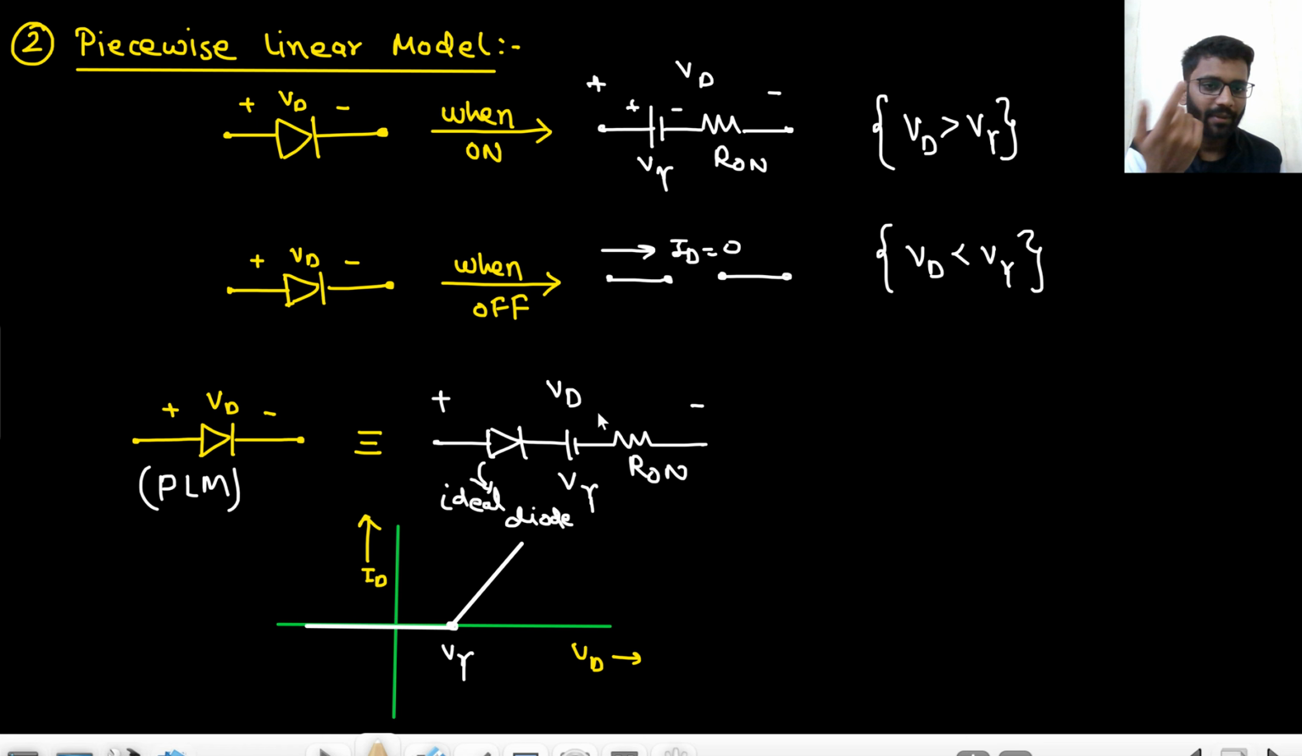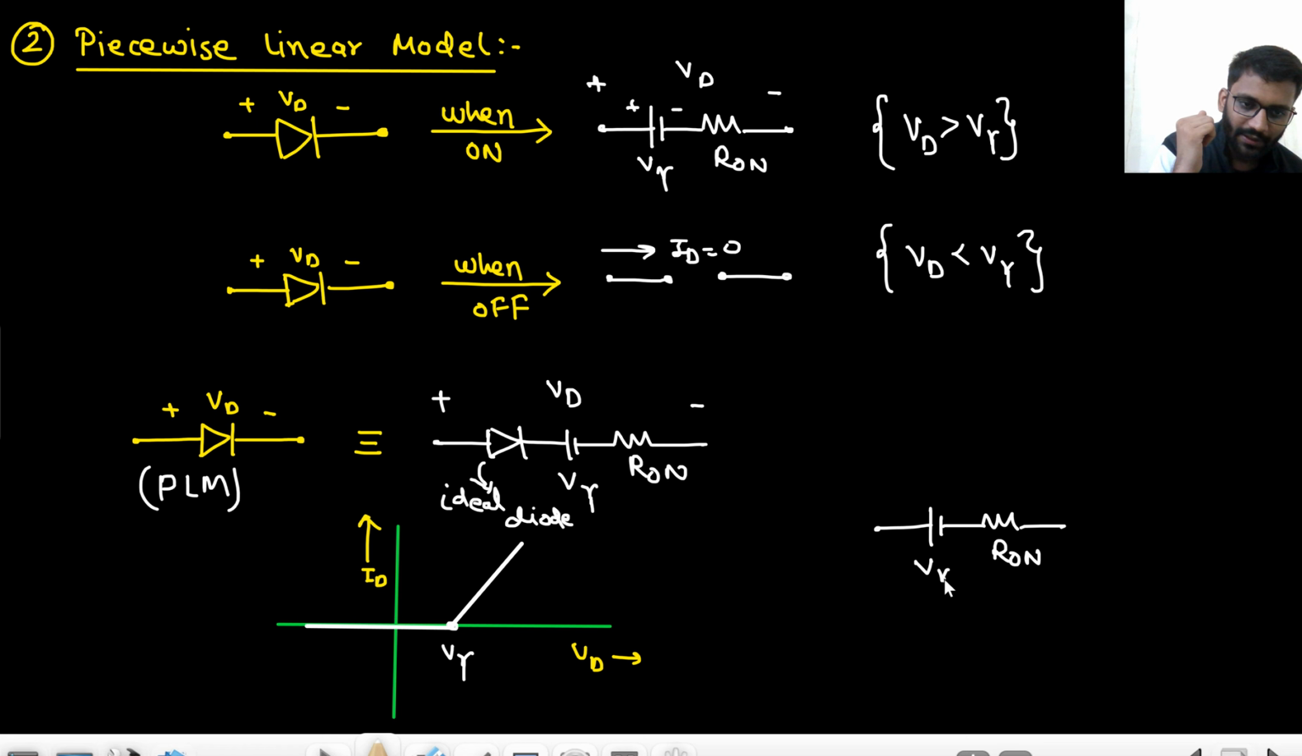If you didn't understand, let me do something. So, what I am doing, I am taking this model. This is my V gamma. This is my R1. And this is my V gamma. And this is my VD. And what will be my ID? My ID will be this. So, what will be the equation of my ID? Let's just assume this potential is at 0. Okay. So, 0 and this potential will be VD. VD minus V gamma by R1 is equal to ID.